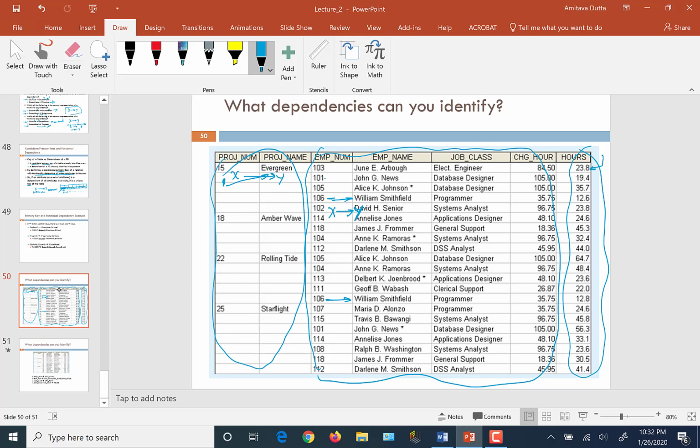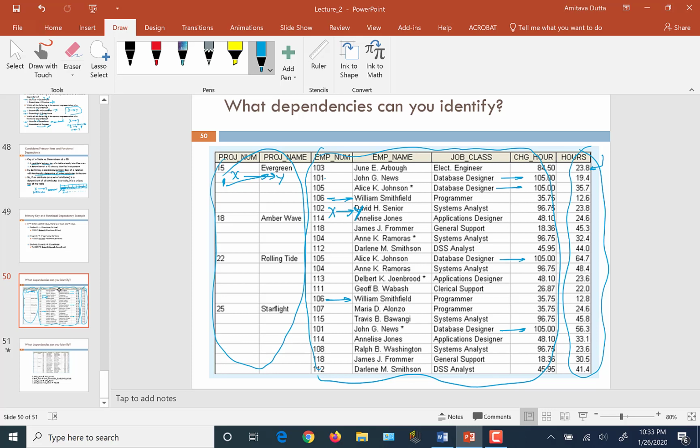This is just an observation on my part of the contents of the table. It seems wherever I see database designer, I see 105 as the hourly rate. Okay. Here's again database designer. Here's another database designer. So wherever I see database designer as the job class, I see 105 as the hourly charge. That suggests to me that job class determines hourly rate. So the hourly rate depends on the job class.